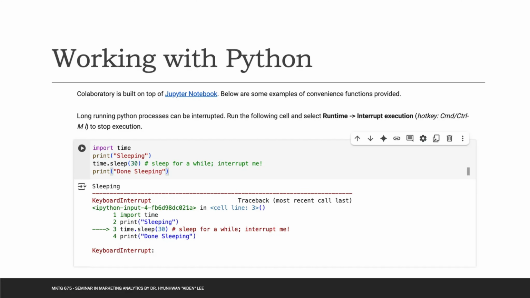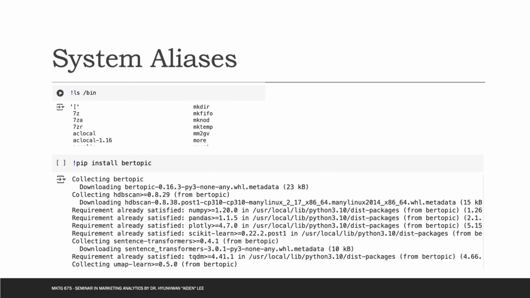Colab provides the full power of Python. For example, you can import libraries, define variables, and run code exactly as you would in a local Jupyter notebook. Colab also supports system commands. You can run terminal commands by prefixing them with an exclamation mark. For example, !ls lists files in the directory. !pip install installs Python packages. This allows you to combine Python with system operations, making Colab a very powerful tool.